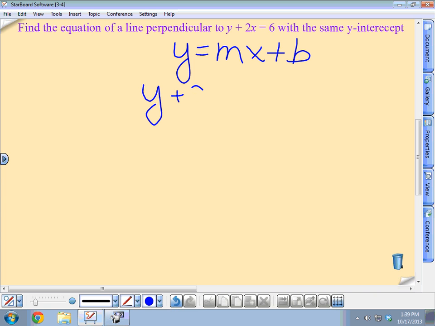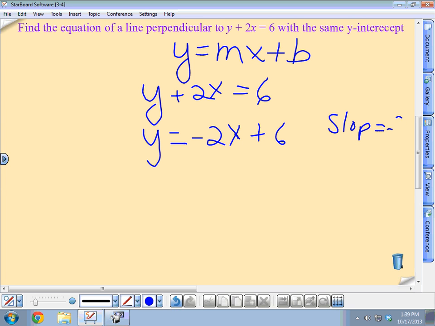So I have y plus 2x equals 6. What am I going to do? Subtract 2x. Y equals minus 2x plus 6. Now notice what you have. You know what your slope is because it's the coefficient of your x. So you know your slope is negative 2. This line has a slope of negative 2, and I have a y-intercept of plus 6.